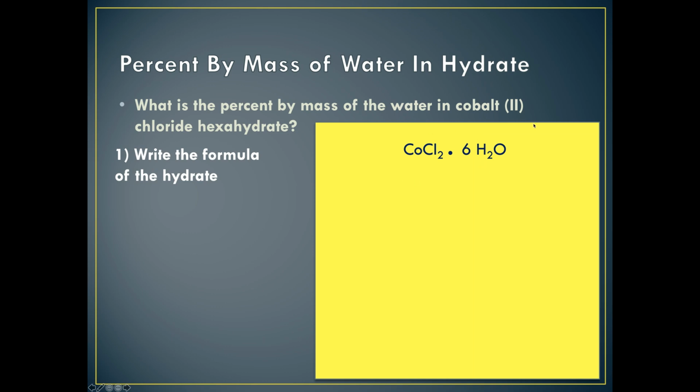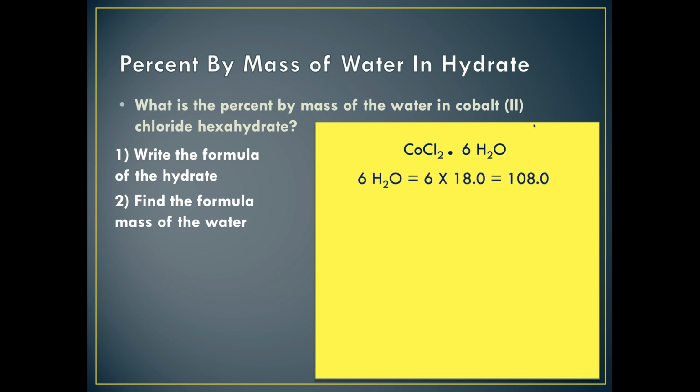So how do we find out the percent by mass? Well, we find the formula mass of water. Each hydrogen is 1. 2 of them will be 2. Oxygen is 16. So each water will have a mass of 18.0 grams per mole. And there are 6 of them in this formula for a total mass of 108.0 grams for just the part that's water. We're going to have to add that to the mass of 1 cobalt and 2 chlorides.